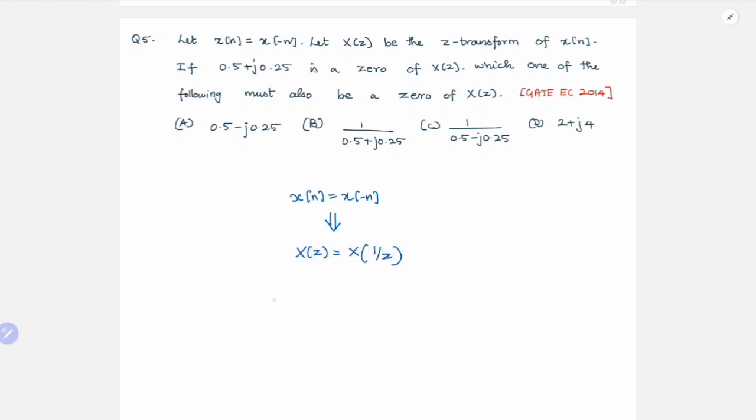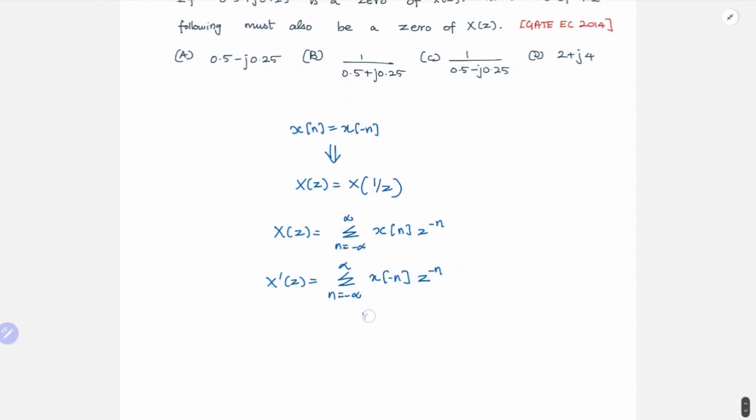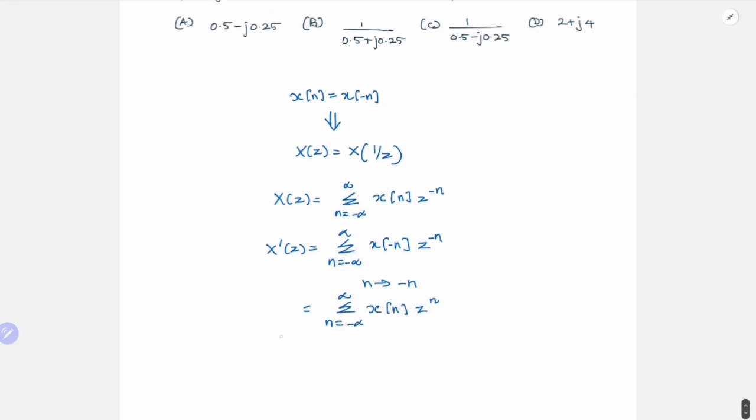Why? You have X of z equal to summation n equal to minus infinity to infinity x of n z power minus n. Similarly, if you have the z transform of x of minus n, you just change n to minus n, then you will get summation n equal to minus infinity to infinity x of n z power n. So this is similar to taking X of 1 by z, correct?